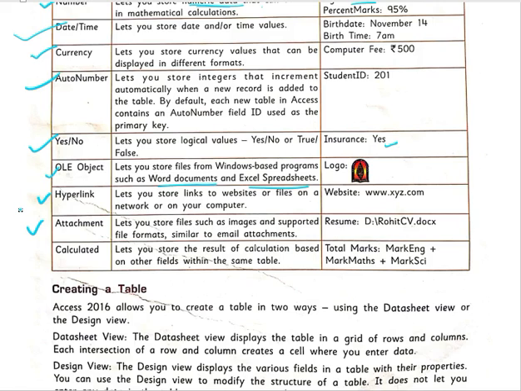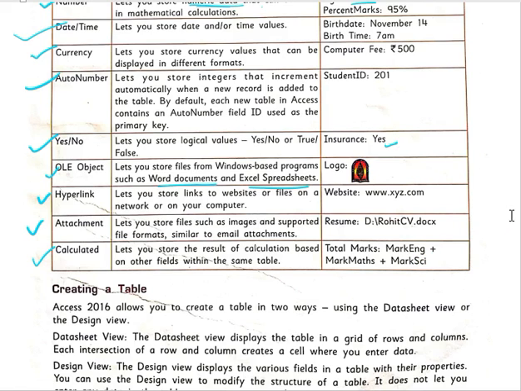Similarly we have attachment. Attachment will be any file. It may be a video file, audio file, picture, or document, anything. The last data type is calculated, and it lets us store the result of a calculation based on other fields in the same table, like marks English plus marks maths. So we can do the calculation.